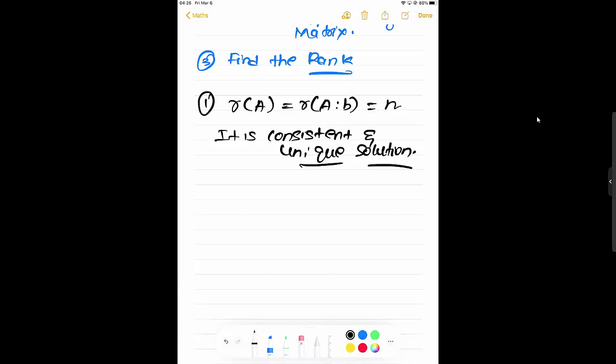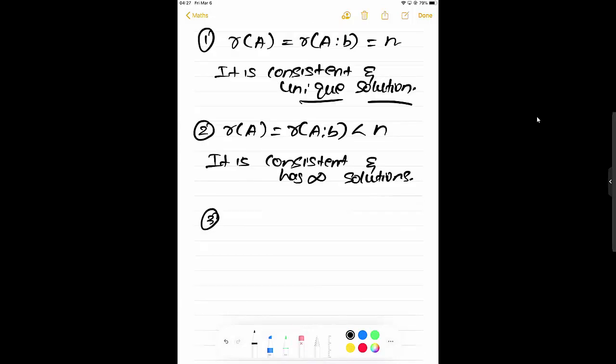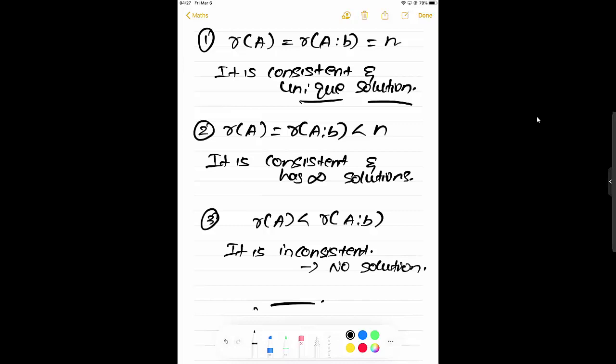Then the second condition: if rank of matrix A equals rank of the augmented matrix and is less than n, then it is consistent and has infinite solutions. Second condition, if it is less than n. And the third condition, if rank of A is less than rank of the augmented matrix, then it is inconsistent. Inconsistent means no solution. Hope you understood why we have learned rank of matrix now.